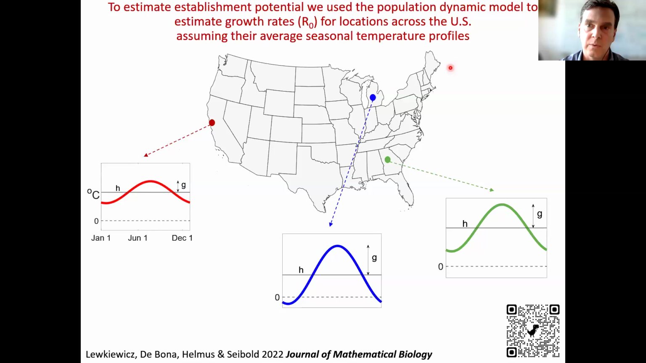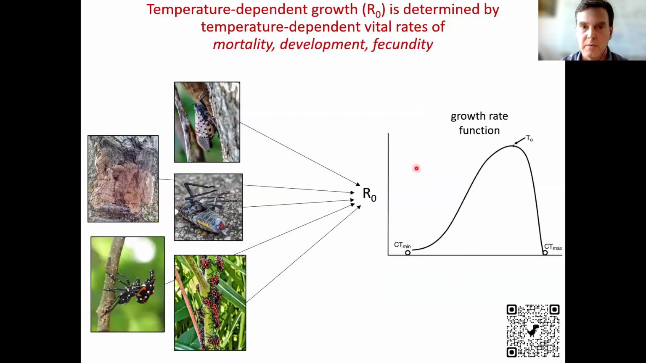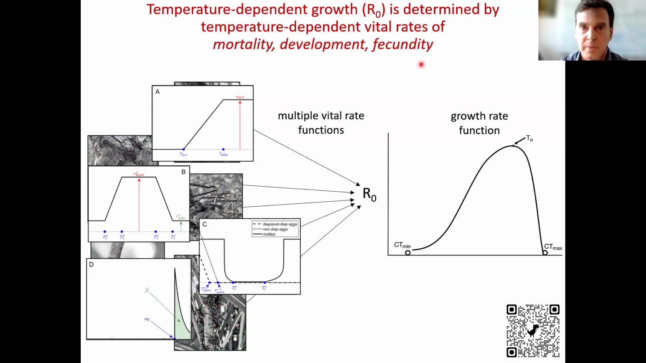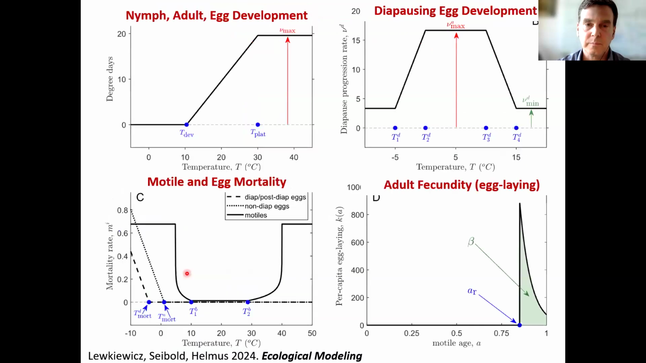But basically what we did for the purposes of this talk was that we took locations across the United States. We then got their average seasonal temperature profiles, right? Here in Detroit, and here in Napa, et cetera. And then we ran those through our models to calculate R0. Now, R0 itself is a combination of a whole bunch of different temperature-dependent vital rates: mortality, development, fecundity, et cetera. And so there are lots of different vital rate functions that go into this, and it's pretty complicated. So here, for example, are all the different vital rate functions.